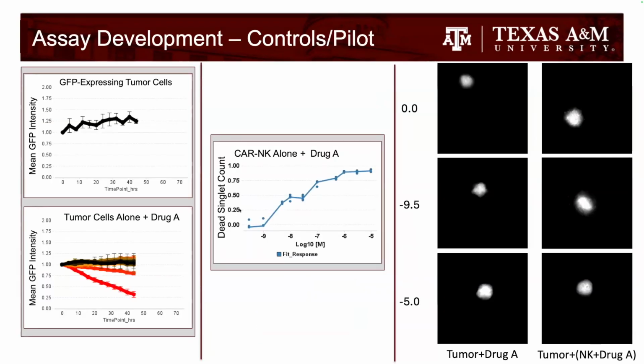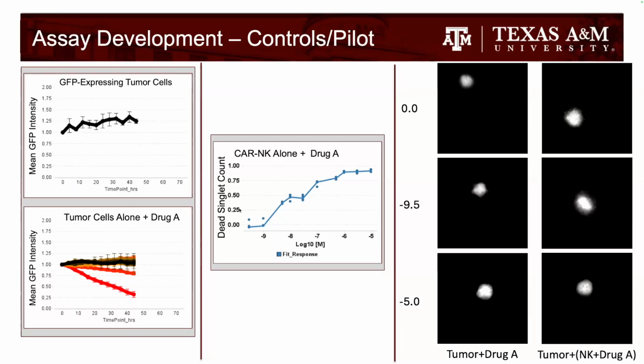So this is just a real quick representation of the data. If you just let the tumor cells grow in culture, you can see over time an increase in the intensity of the GFP signal. So the cells don't necessarily get bigger, but they get more dense, and so we can see more green.